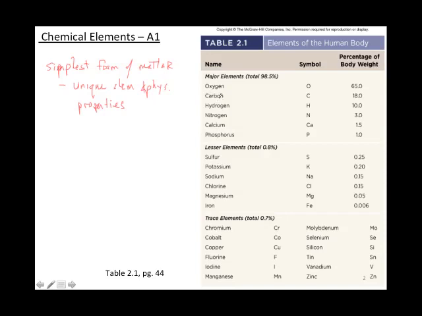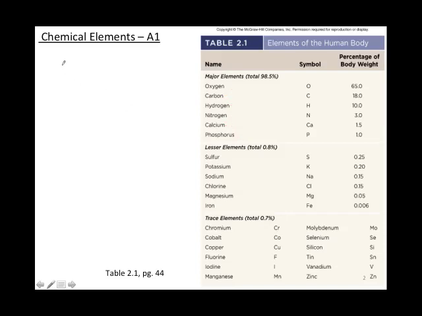So examples of elements would include oxygen, carbon, hydrogen, nitrogen, calcium, phosphorus. If you look at the periodic table of elements, those are elements, and each of those has its own unique chemical and physical properties that differentiates them from every other element out there. Okay? So keep in mind, simplest form of matter that has its own unique chemical and physical properties.